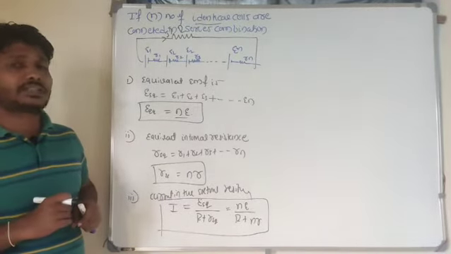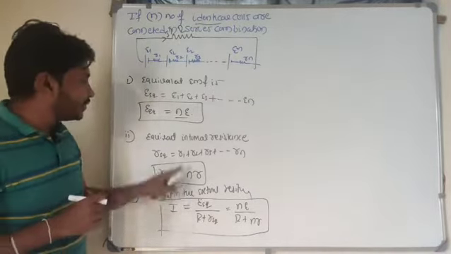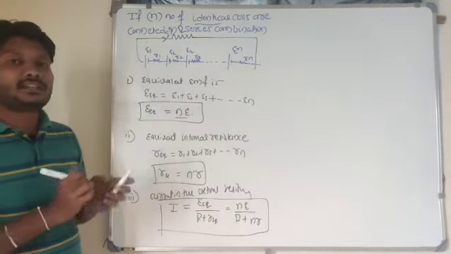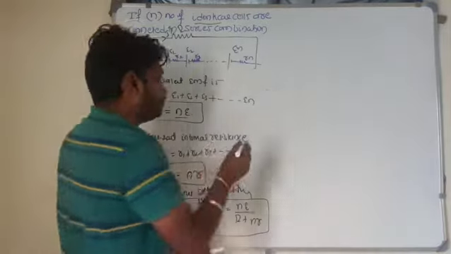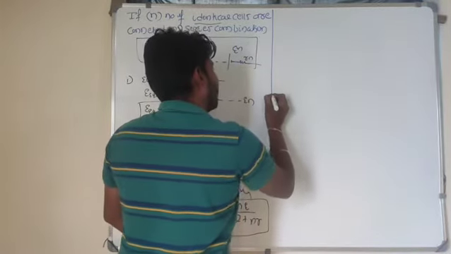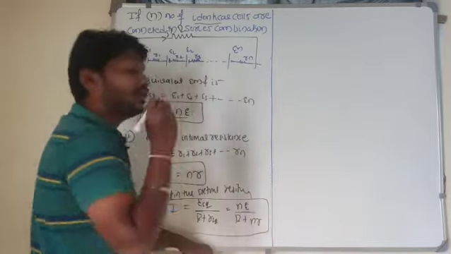Now I have to consider this situation, with n identical cells connected in series combination, for example, where the external resistance value is very much less than the internal resistance.